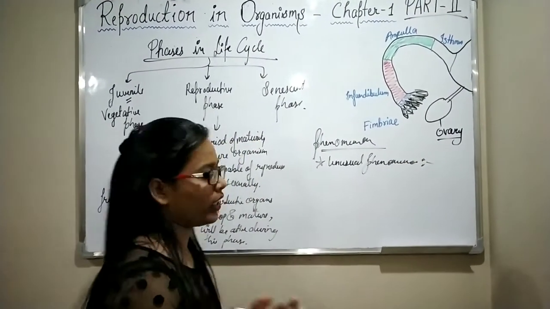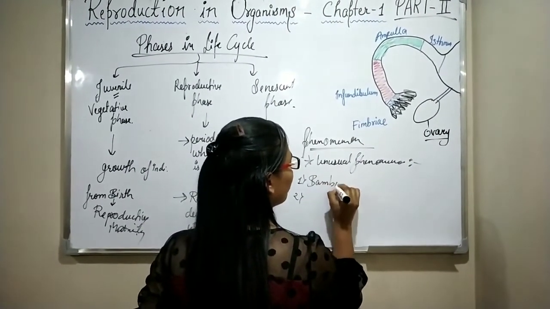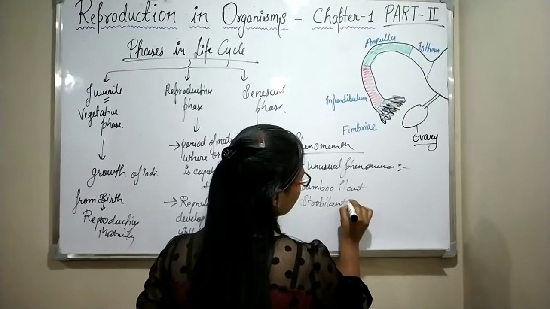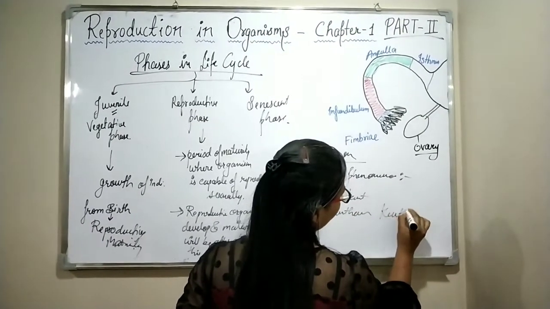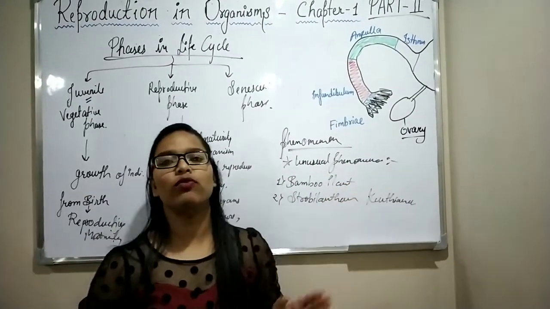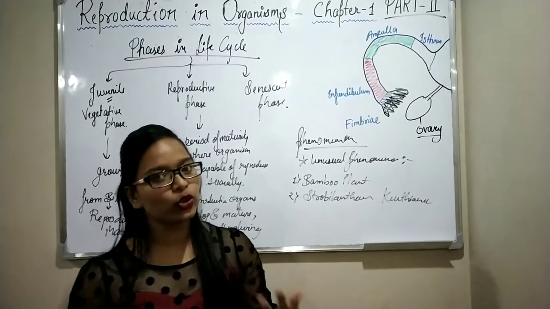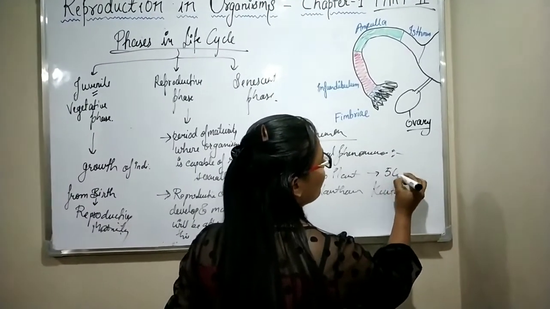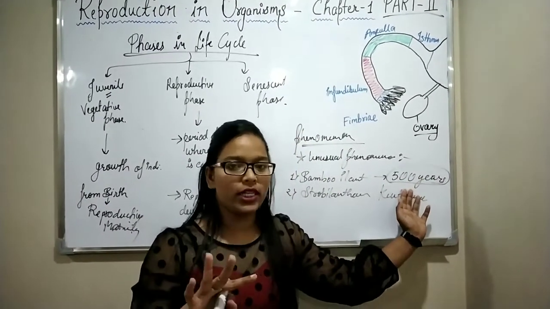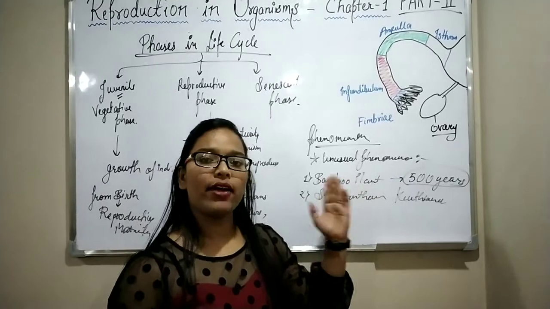In your NCERT book it is given. First one is the bamboo plant. Second one is Strobilanthes kunthiana. If I talk about the bamboo plant, it shows flowering once in its lifetime. Actually, it shows flowering once in 500 years, so it is almost negligible. So we say that it shows flowering once in its lifetime.